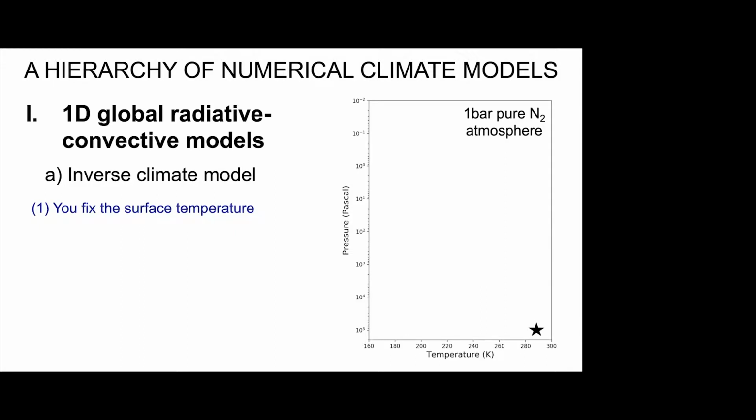Then you will fix the minimum stratospheric temperature. So you can either do it arbitrarily, or you can do it using complex radiative transfer, or you can do it using what we call the skin temperature.